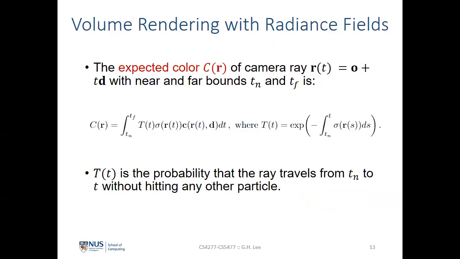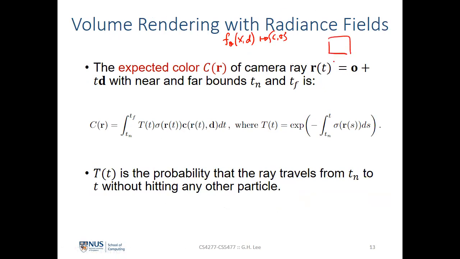Okay, so this would be the equation here. If you have a view here, imagine that you already encode everything into F theta, where F theta is taking in X and D and outputting C and sigma here. Okay, so what happens here is that you want to render a new view.